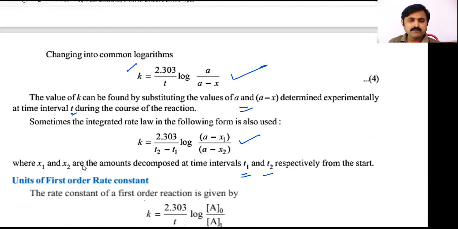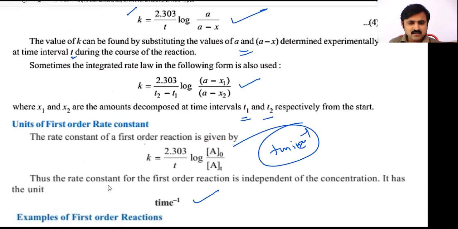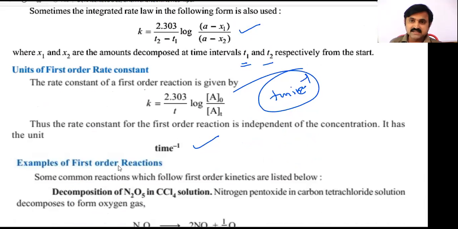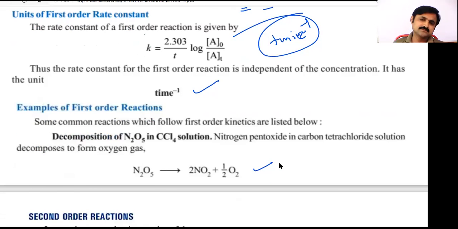Let us come to the unit of the first order rate constant. The concentrations cancel; here only the time interval remains. So time inverse is the only unit for this one. Now let us see examples of first order reactions. We have nitrogen pentoxide decomposition in carbon tetrachloride solution as one of the most important examples.